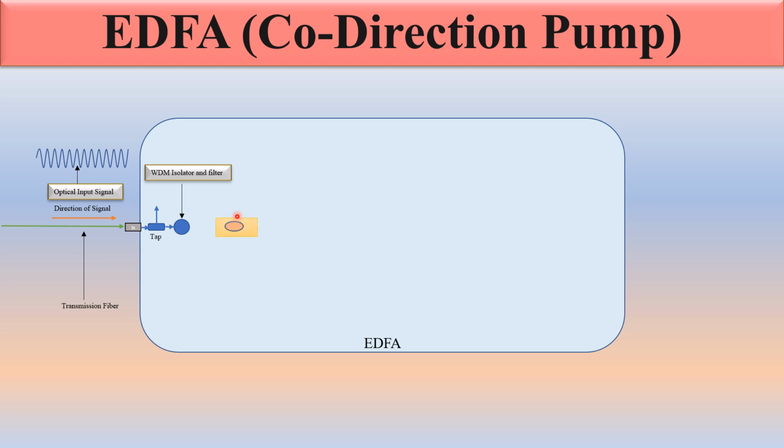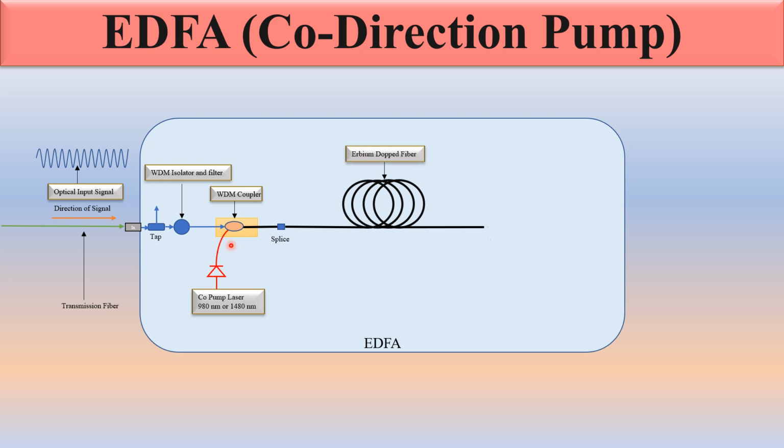You can see this is the WDM coupler. This is the isolator and filter. And this is the WDM coupler, which is used to combine the direction of signals and pumping signal. Now you can see the co-pump laser, 980 nanometer or 1480 nanometer pump. This coupler is used to combine the incoming optical signals and the laser pump. Now both signals are combined and go to the EDFA.